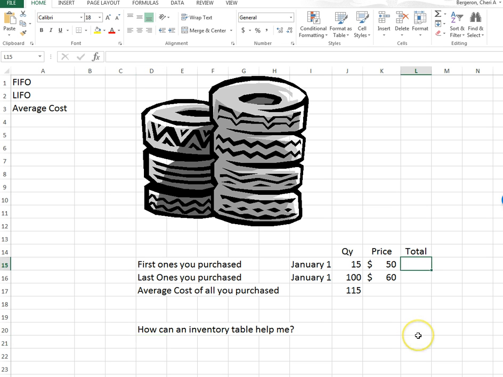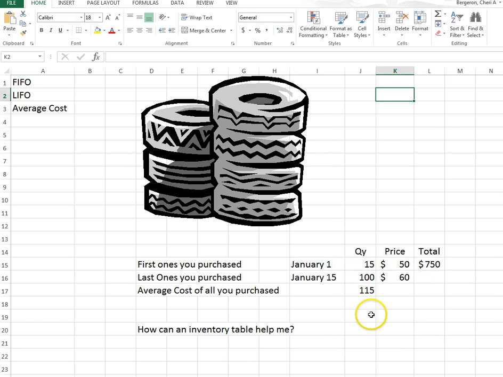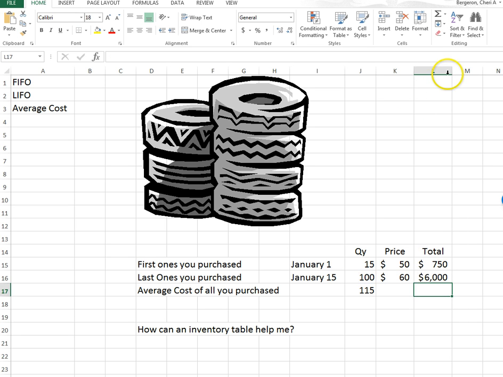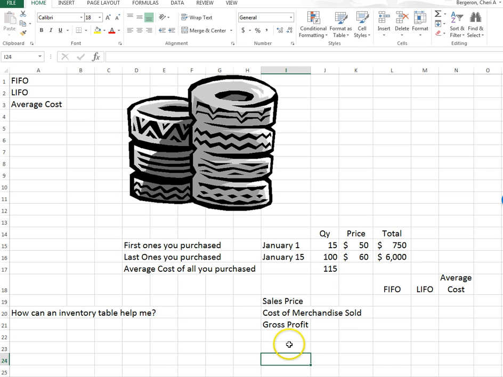Let's just see how this is going to work. On January the 1st, I bought 15 tires at $50 each for a total purchase price of $750. On January the 15th, I purchased 100 tires at $60 each for a total purchase price of $6,000. Now let's see how this affects us in our reporting for accounting.